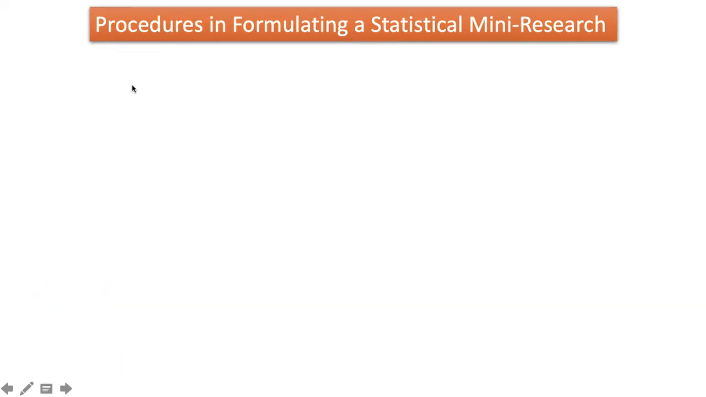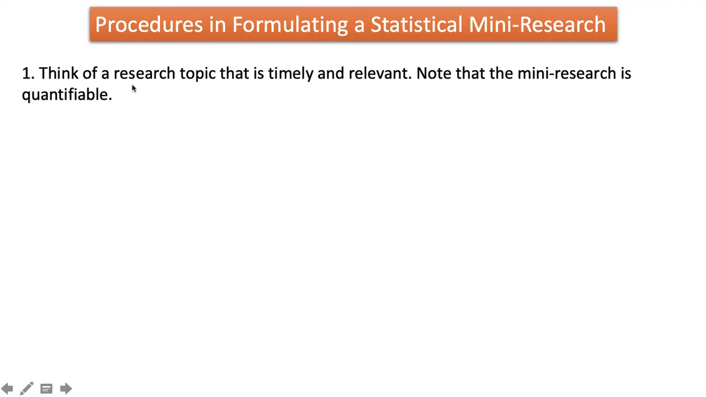Now, what are the procedures in formulating a statistical mini-research? Number 1, think of a research topic that is timely and relevant. Note that the mini-research is quantifiable. So the research topic that you're going to think of must be in trend or important. How useful is it? How will it answer the problem of the society or the school? It must be quantifiable because you want to apply the skills that we have learned in measures of position in our previous lessons.